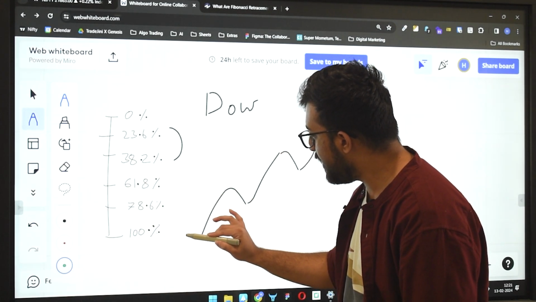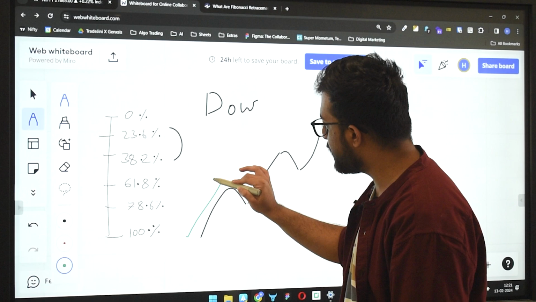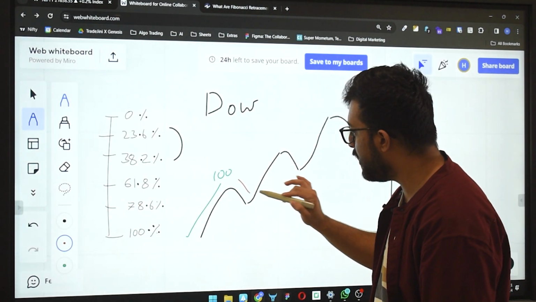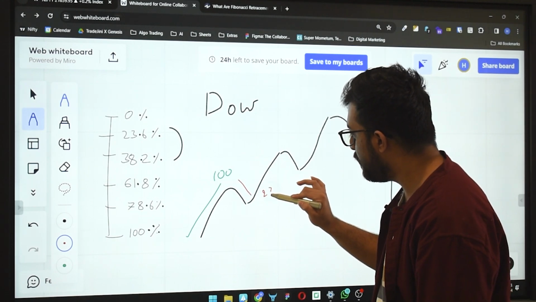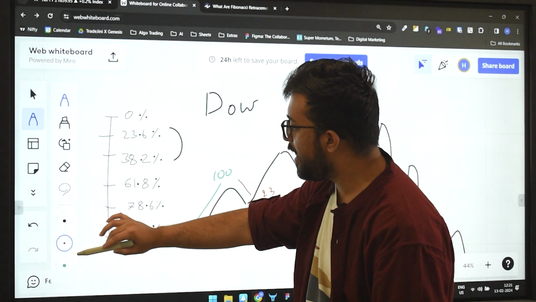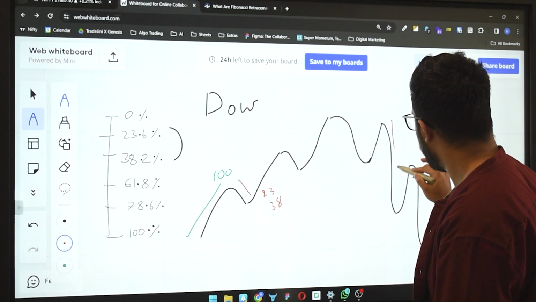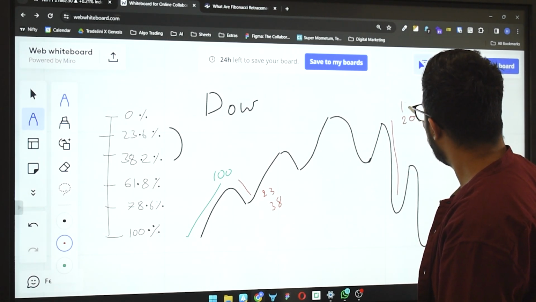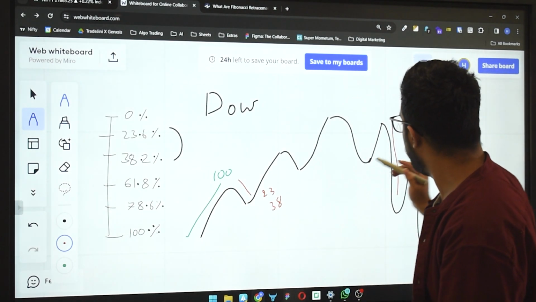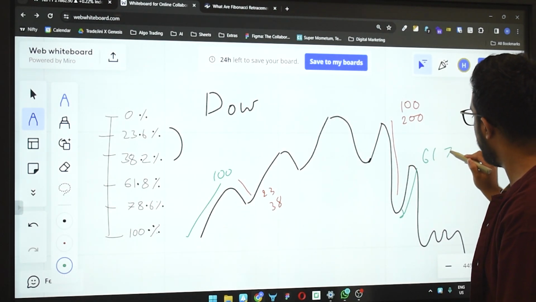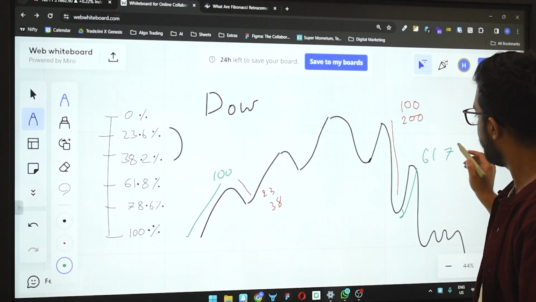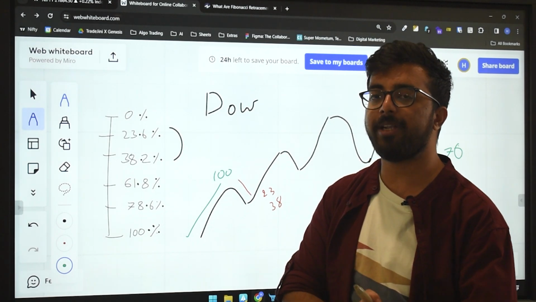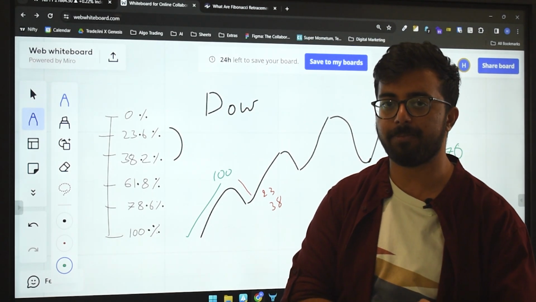Now, if a rally happens of 100 points, generally you can expect the following pullback to be in the range of 23 to 38 points. And in a bear market, if you see, let's say, a 100 point fall, you can generally expect a 61 to 70 point pullback. So this clearly helps us to understand what type of retracement to use in which market.